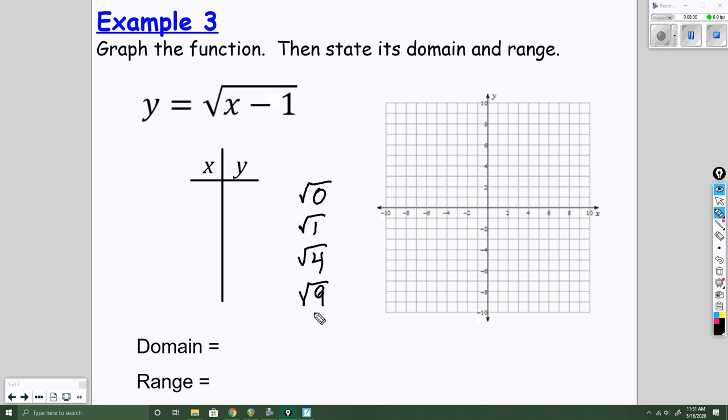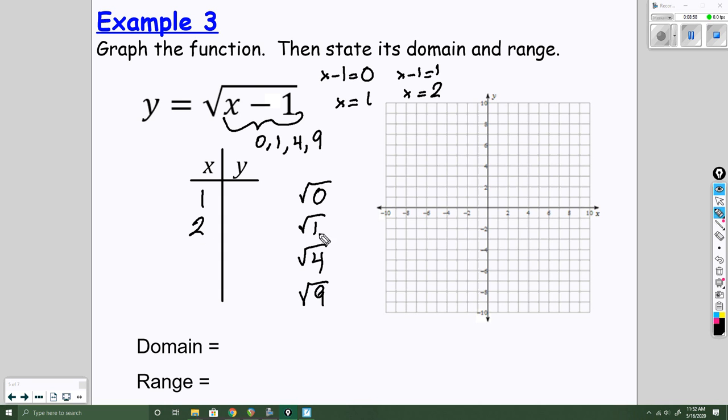To answer that question, all you need to do is set that radicand equal to 0, 1, 4, and 9 and solve that equation. So what I mean is, set x minus 1 equal to 0 and solve for x. So we would add 1, so that's our first input value. Set x minus 1 equal to 1 and solve for x. If we add 1, we'd get 2.